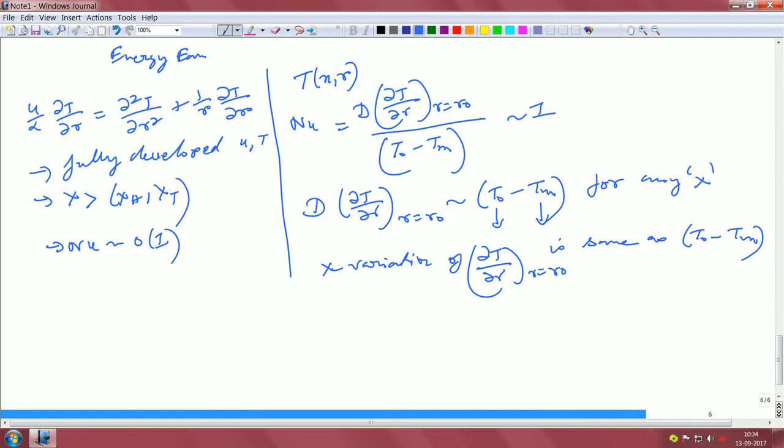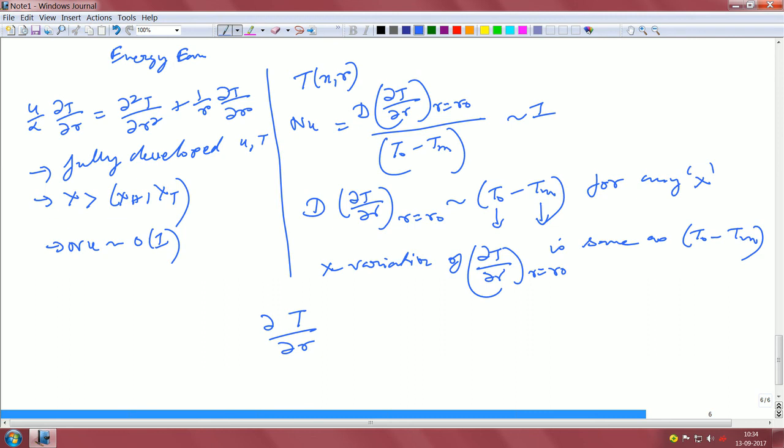So, now based on this particular definition, when you define dT by dr, say for example, dT by dr is basically nothing but the variation of the radial temperature profile. Now, when you look at dT by dr, what do you think its function is going to be? dT by dr at r equal to r naught, that means you are specifying it at a particular location that has an x variation, but that x variation is basically taken care of by whatever the T naught minus T mean variation is.